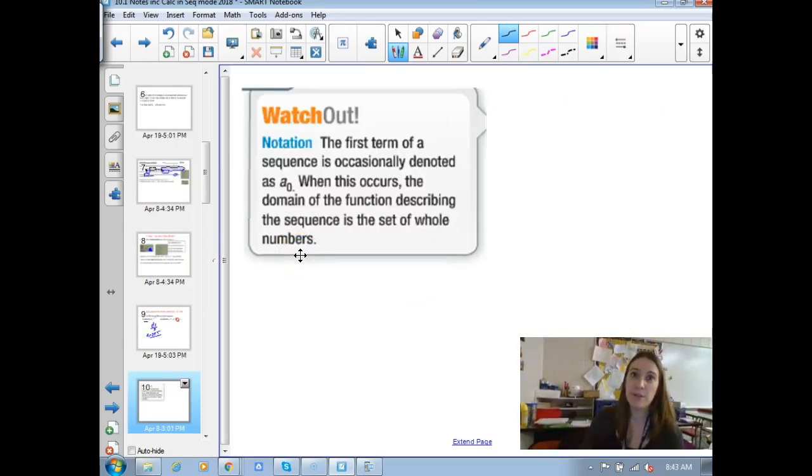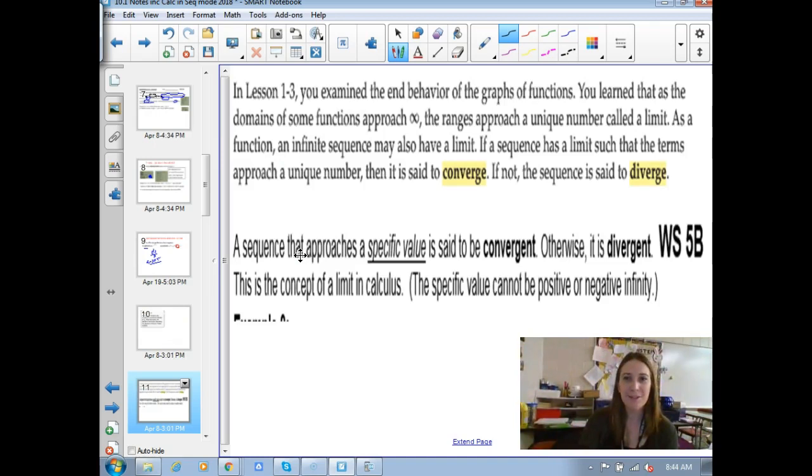Oh, it does warn you. Sometimes they decide to start sequences with the 0th term, so you'll have to keep that in mind. Instead of plugging in n equals 1, you're going to start with n equals 0, and it really messes everything up. So just a fair warning that sometimes they do this.